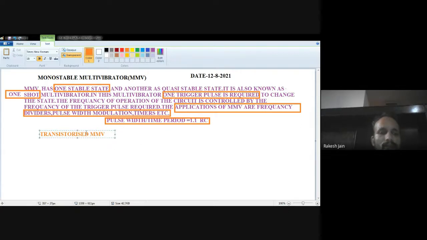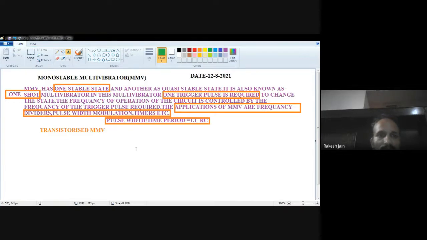Transistorized MMB, that is monostable multivibrator. So now we first see the transistorized diagram. As we use two transistors in that case, here also we use two transistors in common emitter configuration, that is why emitters are grounded. The base of one transistor is connected with the collector of another transistor via, instead of like in astable multivibrator by only capacitor, the first transistor base is connected with the second collector via a resistor, but the second transistor base is connected with the first collector via a capacitor.